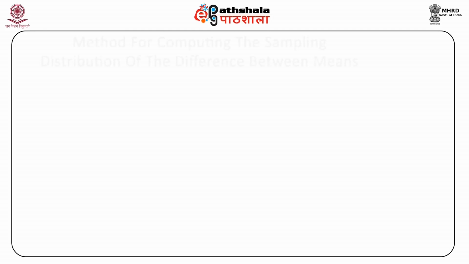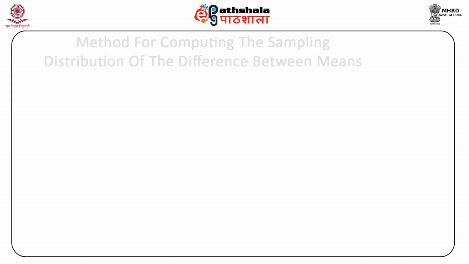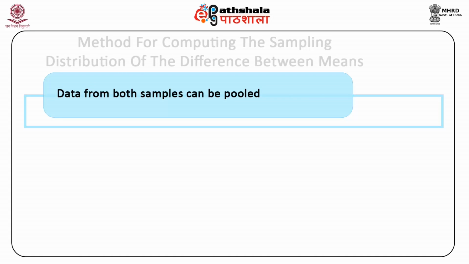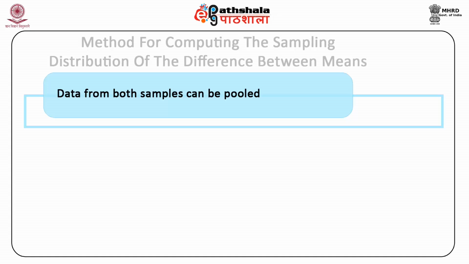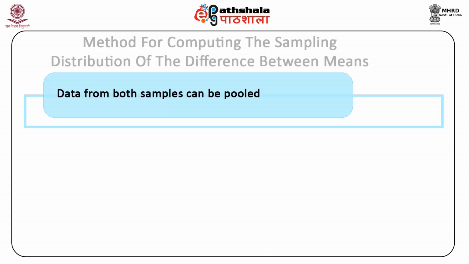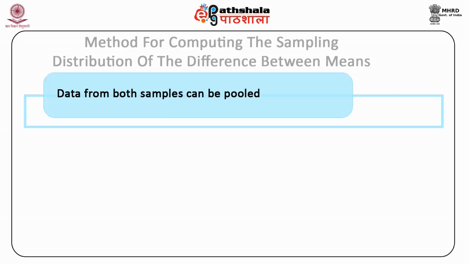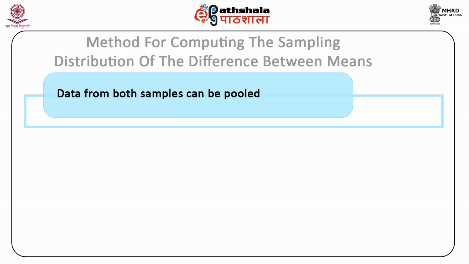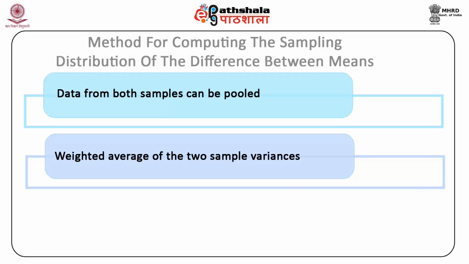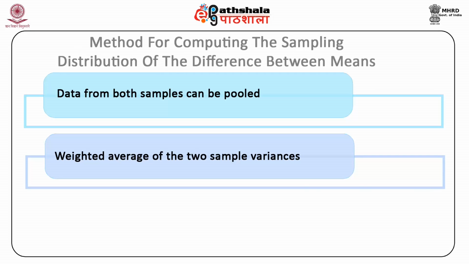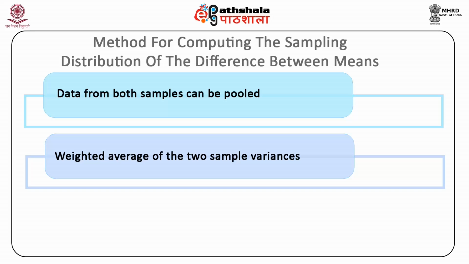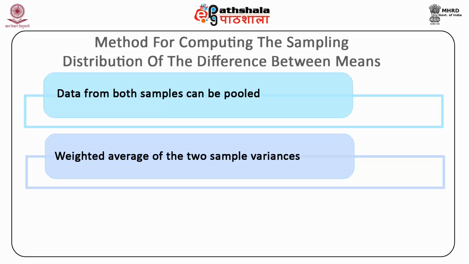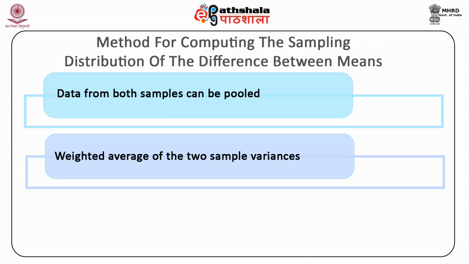But since the populations have a common variance, the data from both samples can be pooled to obtain a single estimate of sigma squared. This is done by computing the weighted average of the two sample variances, where the weights are the degrees of freedom n minus 1 for each sample.